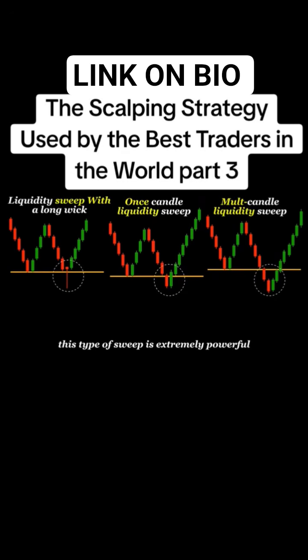This type of sweep is extremely powerful because the liquidity trap becomes very clear. The market spends time building the illusion before attacking in the opposite direction. And this is exactly how institutions trap emotional traders.